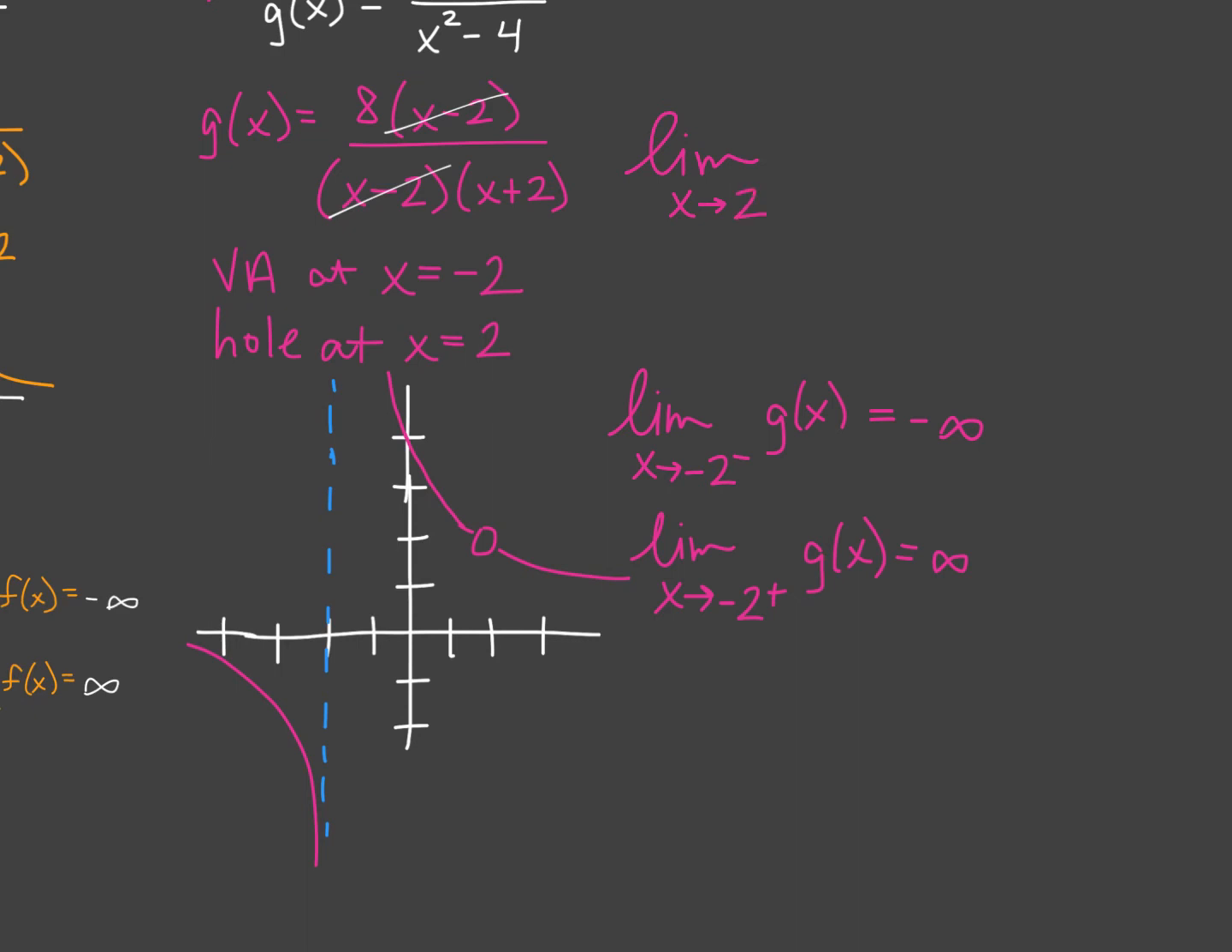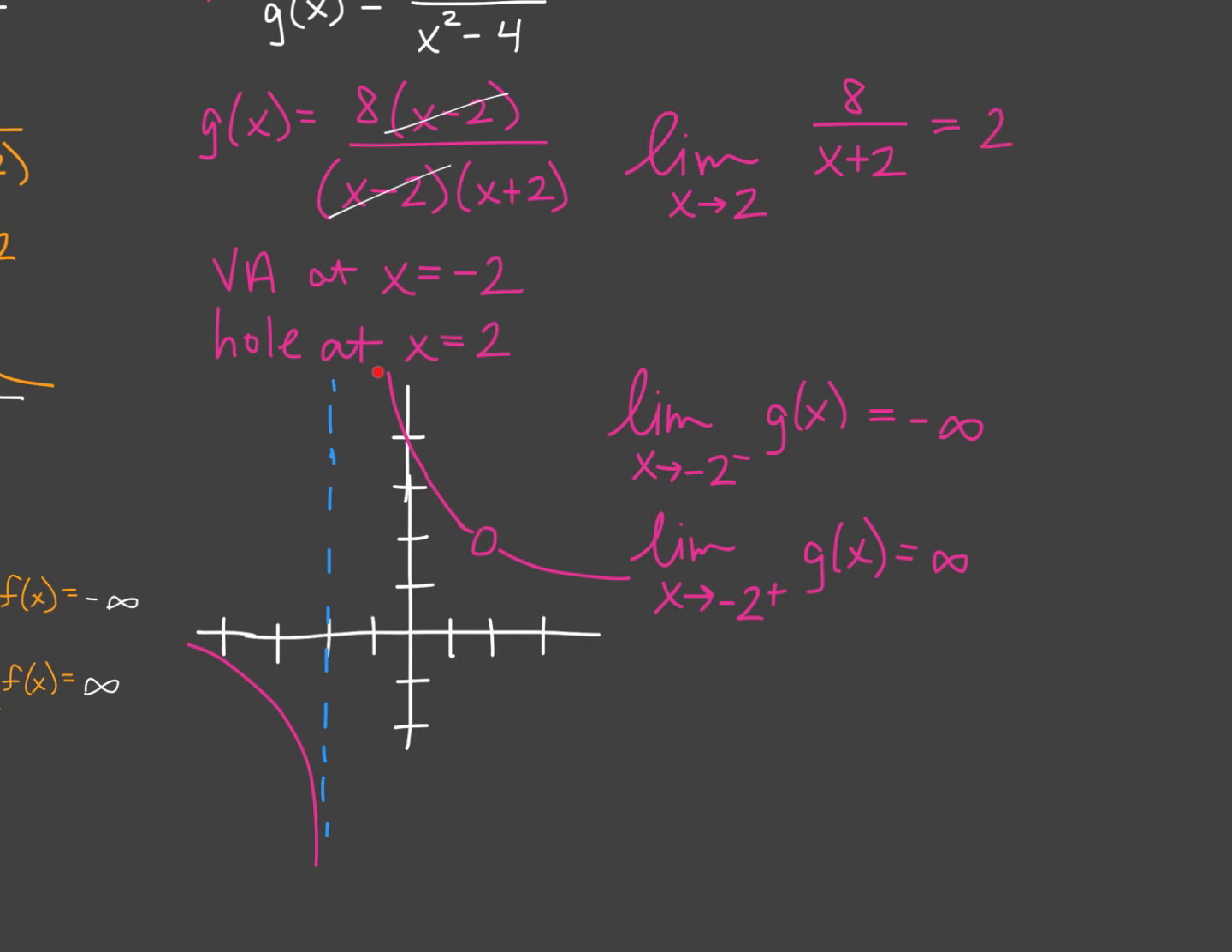Well, originally, if we plugged in 2, we would get 0 over 0, so indeterminate form. However, we have factored and canceled, and we were left with this once we've canceled out the x minus 2's. Now we can use direct substitution. When we plug in 2, we'll have 8 over 2 plus 2, or 8 over 4, which is 2. A lot of 2's in this problem.